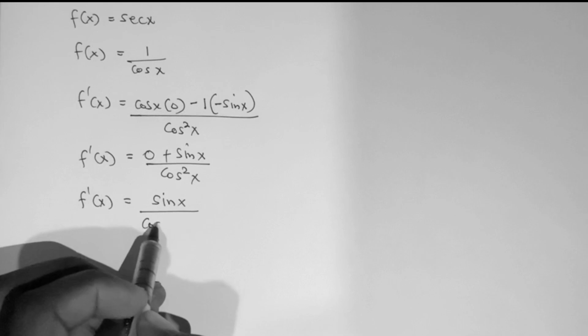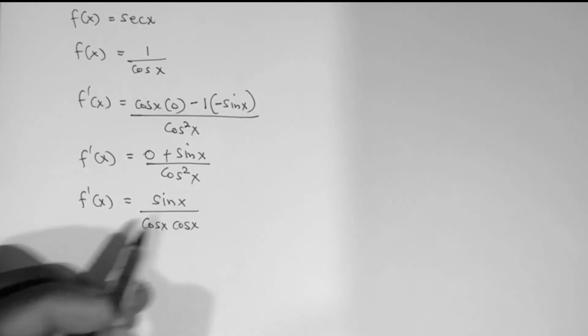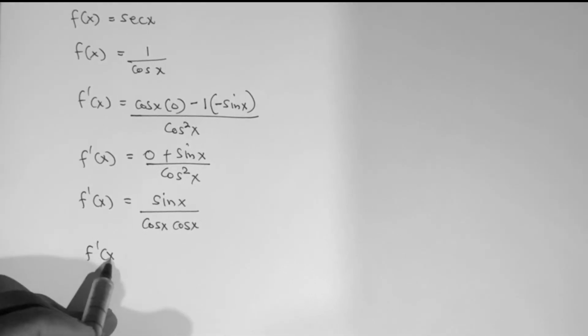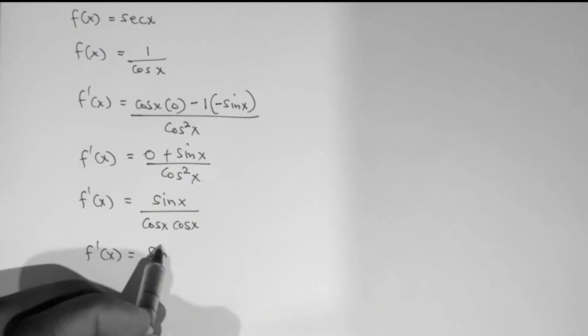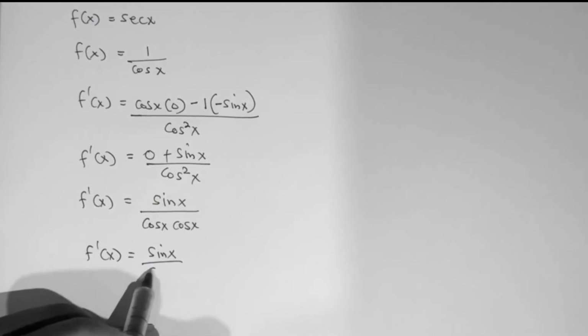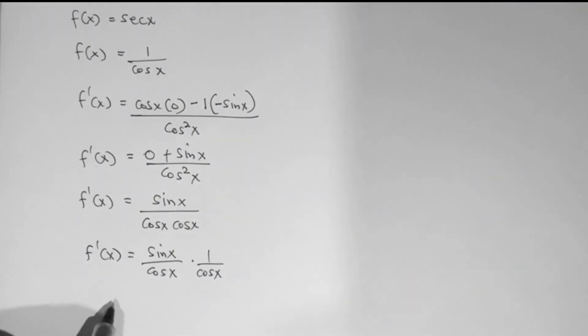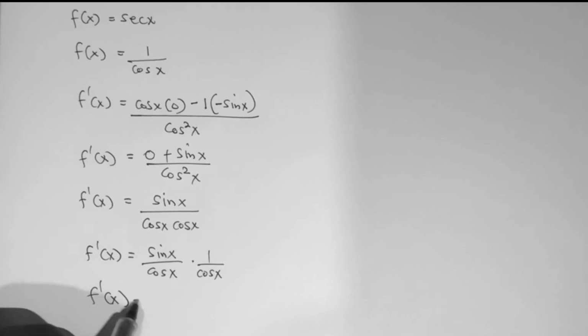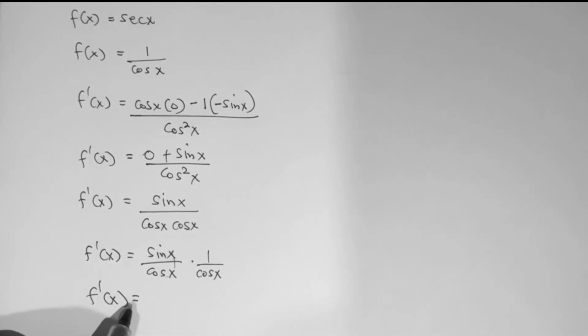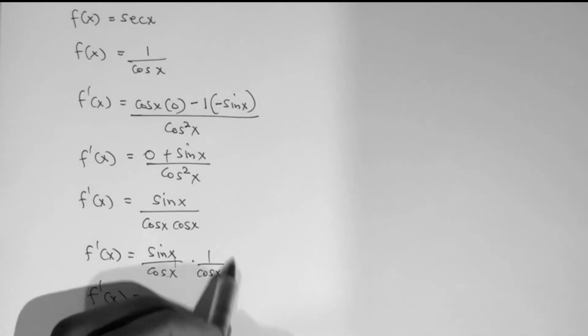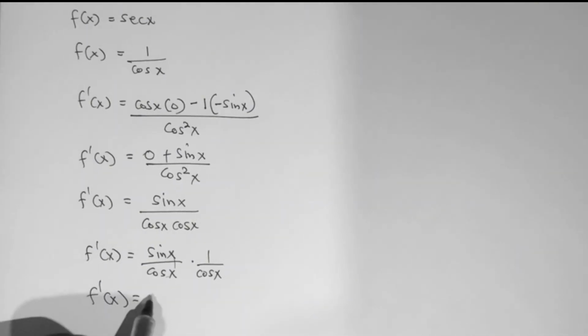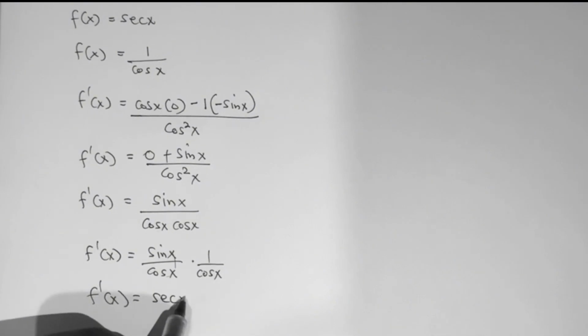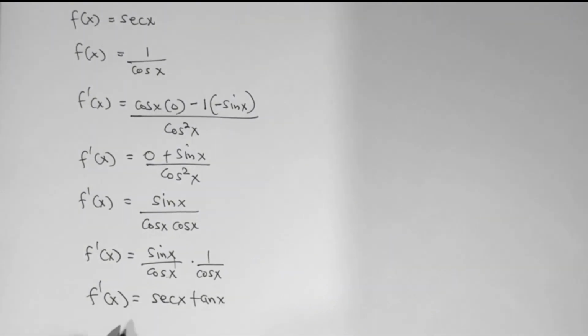I want to write it as cos x times cos x. So f prime of x is equal to sine x over cos x, then times 1 over cos x. So f prime of x is equal to sine x over cos x, which is the same as tan x, and then 1 over cos x is sec x, so it becomes sec x tan x. So if you differentiate sec x, you are going to get sec x tan x.